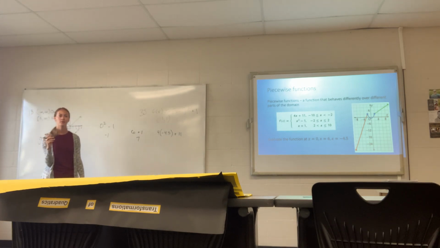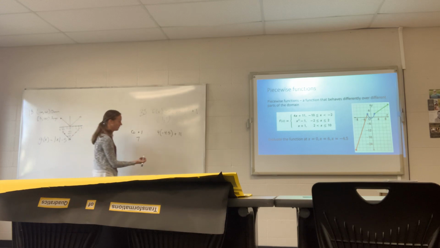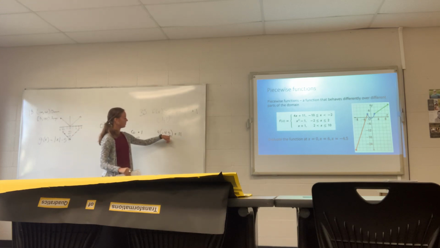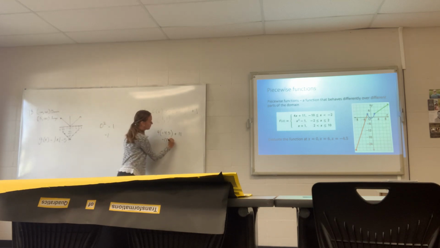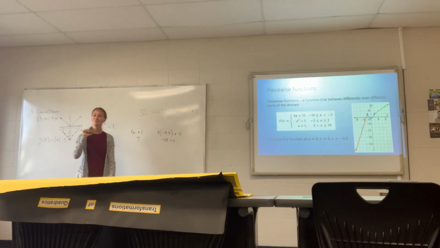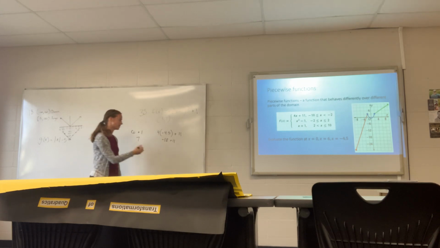Really hard. 18, negative 18. Yeah, negative 18, because 4 times negative 4 would be negative 16. And then the 0.5 times 4 would be 2. So we have negative 18 plus 11. What's that going to be? Negative 7. Cool. So then for the last one, we have negative 7.